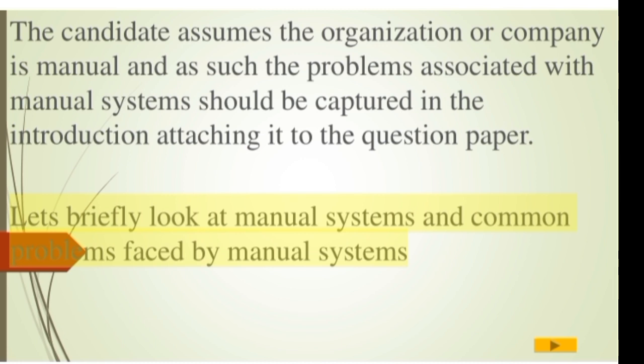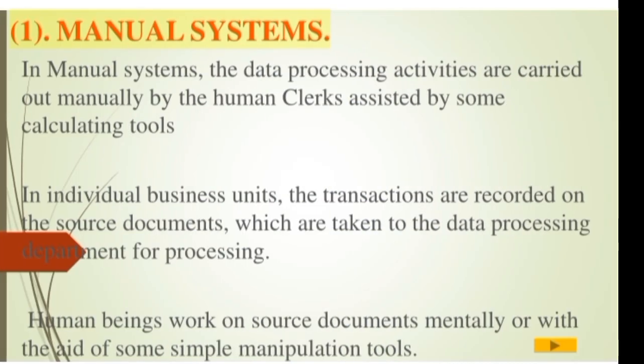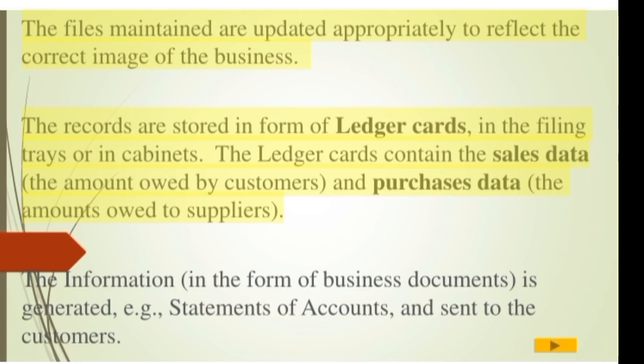Let's briefly look at manual systems and common problems faced by manual systems. 1. Manual systems. In manual systems, the data processing activities are carried out manually by human clerks assisted by some calculating tools. In individual business units, the transactions are recorded on source documents, which are taken to the data processing department for processing. Human beings work on source documents mentally or with the aid of some simple manipulation tools. The files maintained are updated appropriately to reflect the correct image of the business.